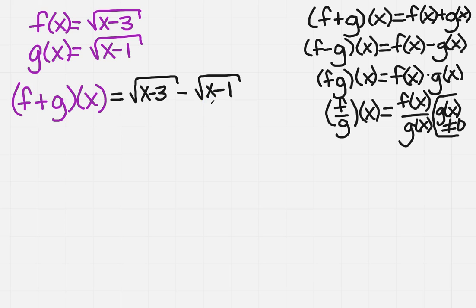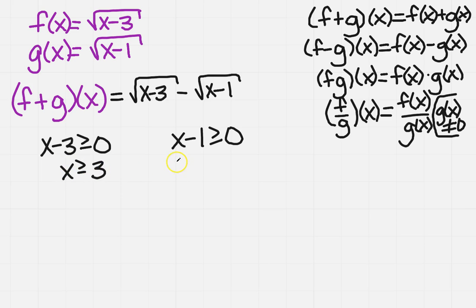Now remember, when we talked about it before, if it's a square root, it has to be positive. So I'm going to set each one that's underneath greater than or equal to 0. And I'm going to do it with the other one as well, because remember, we're doing that because it's underneath a square root. So it's just going to be x is greater than or equal to 3, and x is greater than or equal to 1.